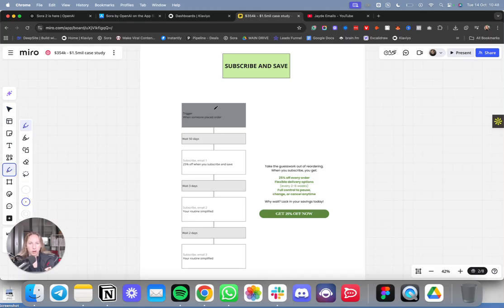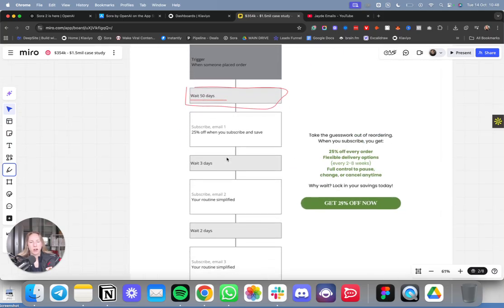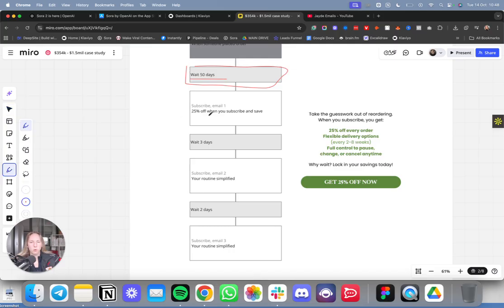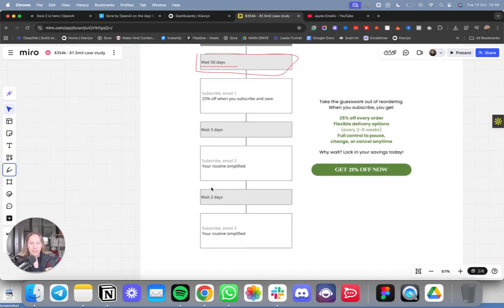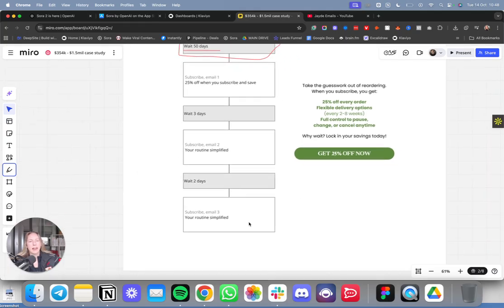So we have our subscribe and save, which is when someone places an order, we wait 50 days. And from there, we send a, hey, get 25% when you subscribe and save. And again, you want to wait a specific amount of time that is valid enough for them to make their second purchase. We saw that our average retention cycle was about 25 days, so we wanted to wait about the second month phase where they're very likely to place their second order. And what we're doing is we're encouraging a subscribe and save. So it's super simple. Get 25%, we're explaining how their routine can be simplified, and then we're sending another reminder.